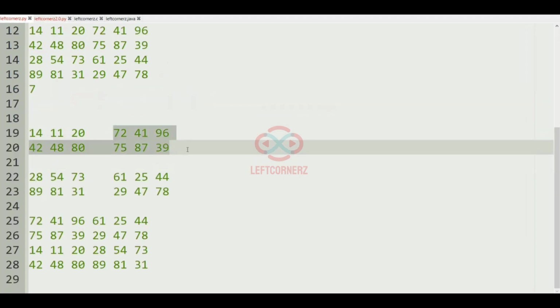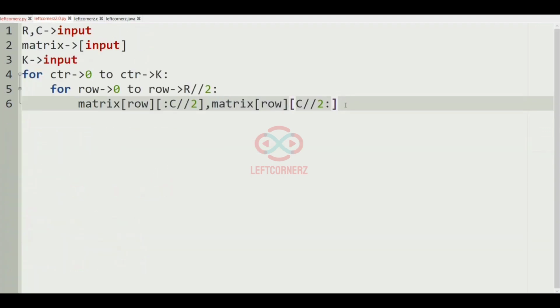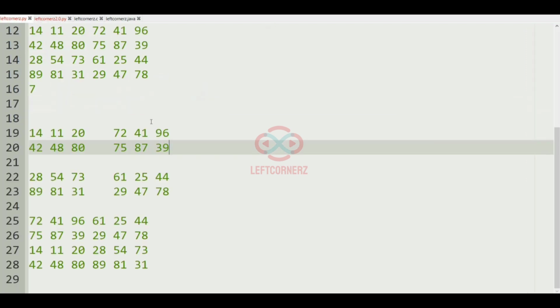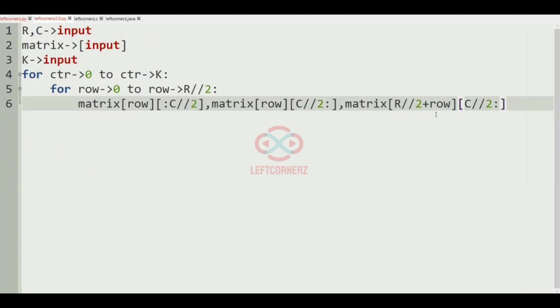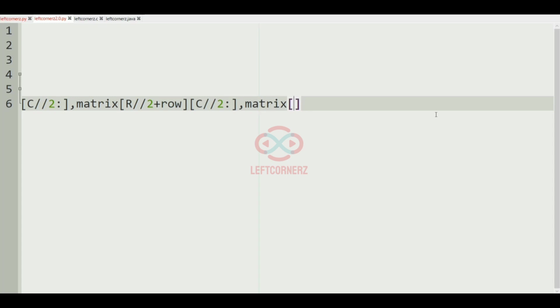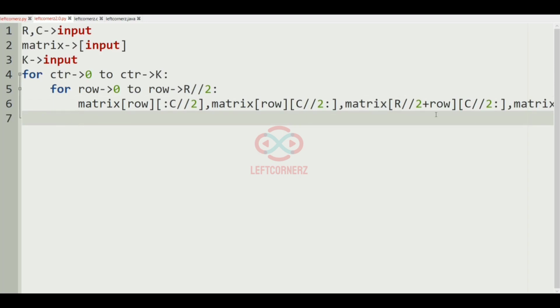So this will represent these elements, and now after this we'll have the matrix of R by 2 plus row, and for the column we'll have C by 2 onwards. This will represent the fourth quadrant, that is this one. And for the last quadrant we'll have the matrix of R by 2 plus row, and in the column we'll have the other half, that is column colon C by 2.